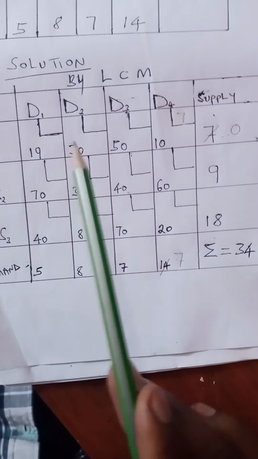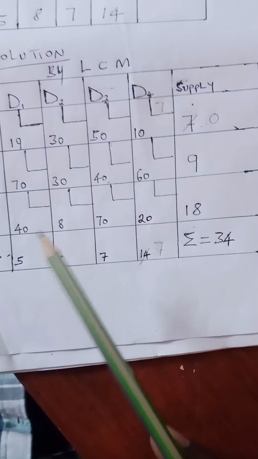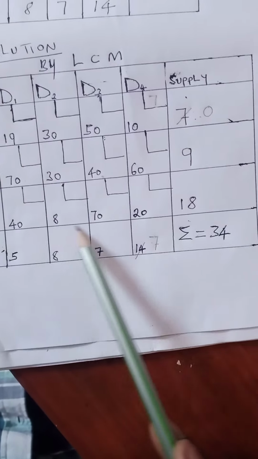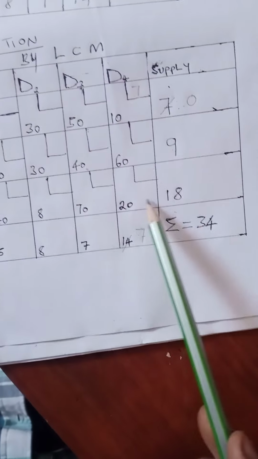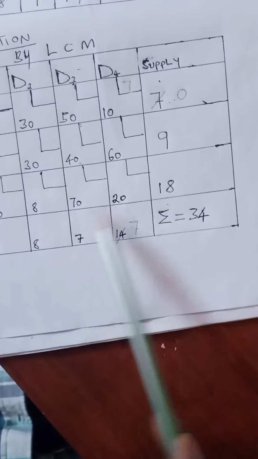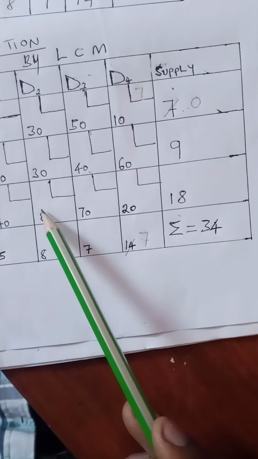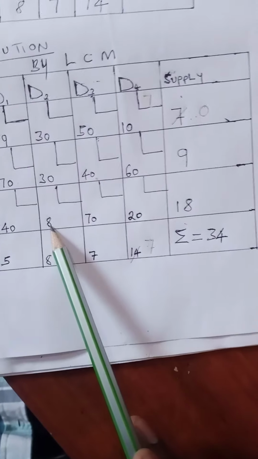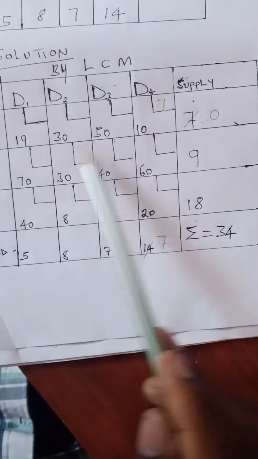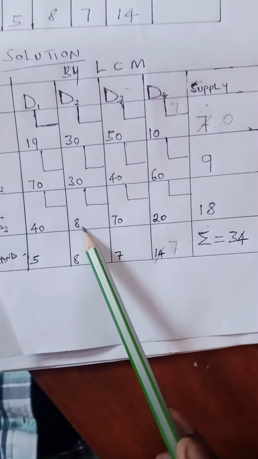From now on, by using the least cost method, what you are going to do is look for the smallest number in this area, and then we start operating from that number. As you can see here, we have 8. This is the smallest number compared with these other numbers. So we start working from 8.